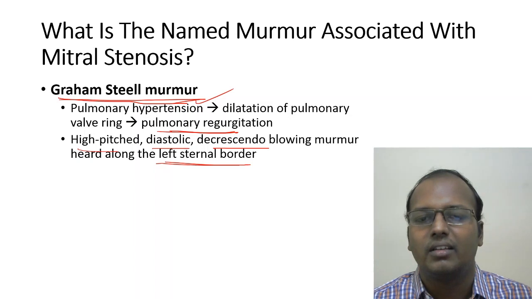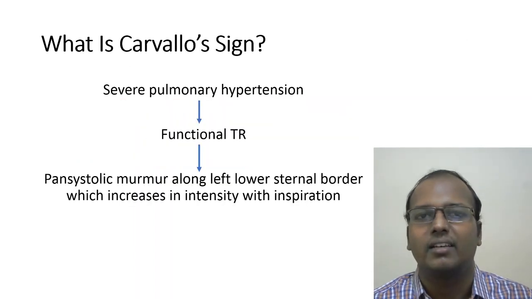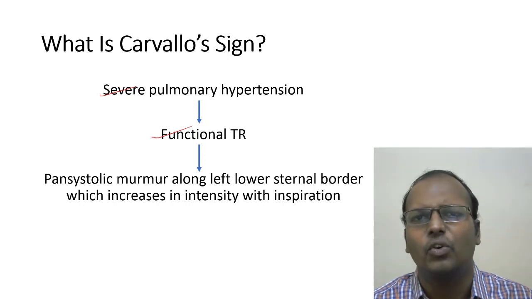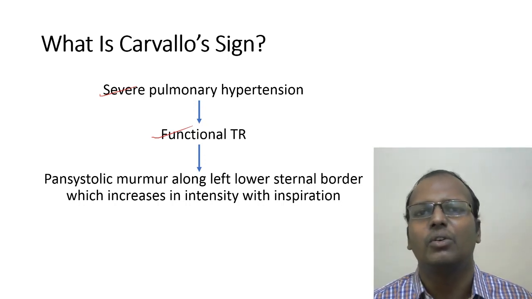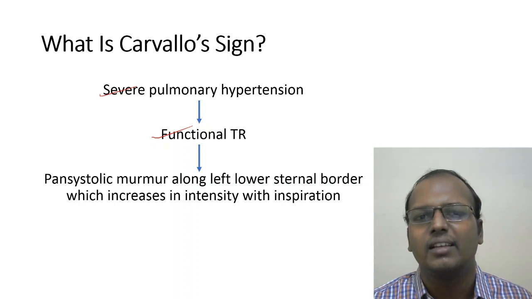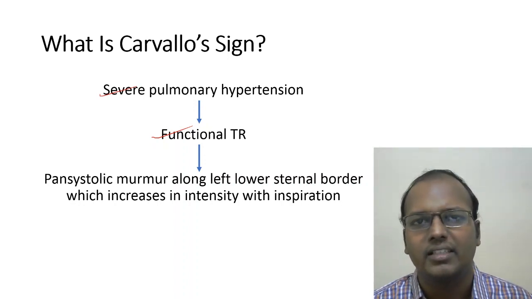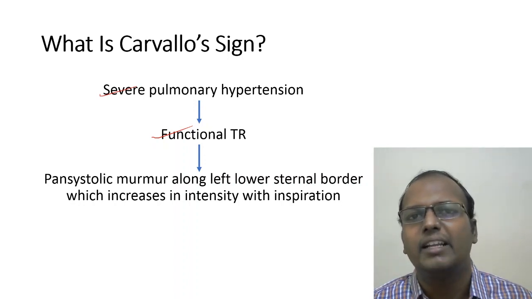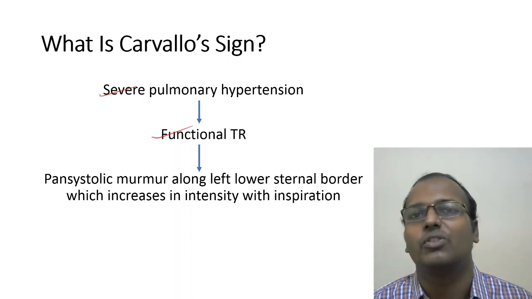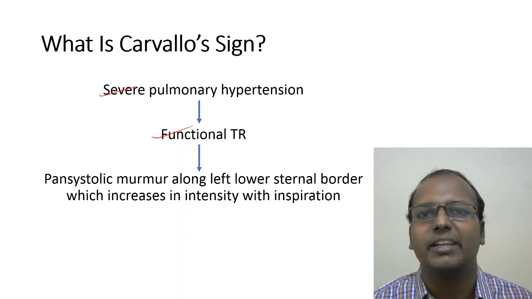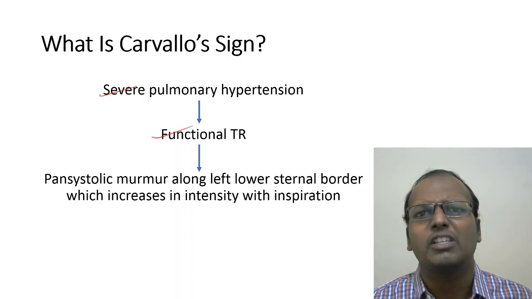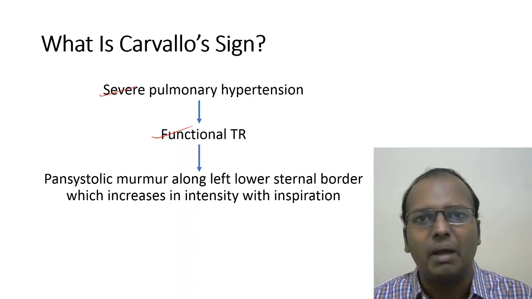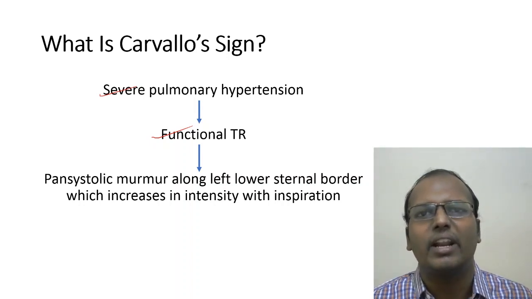Now tell me, what is Carvallo's sign? In severe pulmonary hypertension, there will be functional tricuspid regurgitation. Yes or no? Because the right ventricle is able to push the blood freely only when there is normal pressure in the pulmonary artery, right? So the right ventricle is pumping, but there is pulmonary hypertension. So instead of the blood going into the pulmonary artery, the blood is regurgitating into the right atrium. So that is functional tricuspid regurgitation. The valve is normal, but because of the increased volume which is not able to go into the pulmonary artery, it is getting regurgitated into the right atrium.